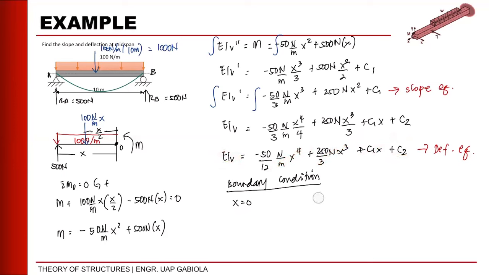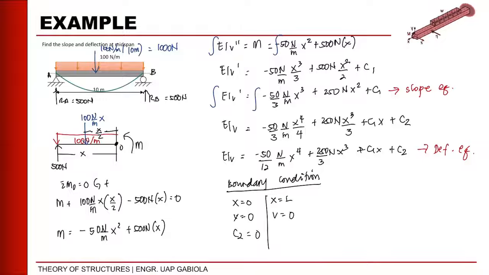Baguhin natin yung sulat, no? Gawin natin, x is equals to 0, v is equals to 0. So C2 is equals to 0. Yan yung first boundary condition natin. Okay? Next. Yung second boundary condition natin is x is equals to L.